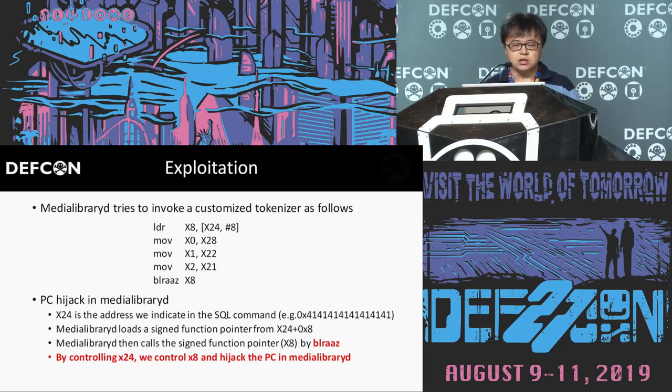This is the disassembled instructions. It will try to load a function pointer from x24 plus 8, and the function pointer should be a signed function pointer and stored in x8. And medialibraryd will call the signed function pointer by BLRAAZ, which is stored in x8. So here, the attacker can control x24. As a result, the attacker can control x8 and further hijack the PC in medialibraryd.